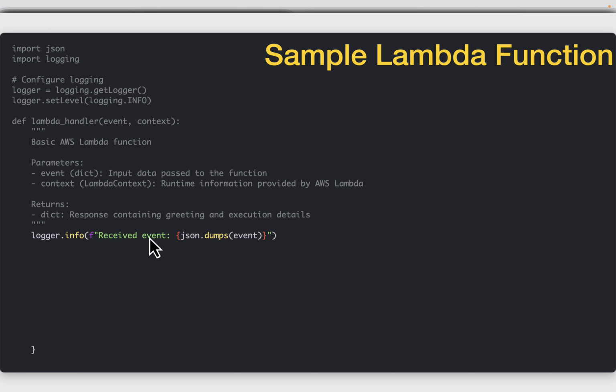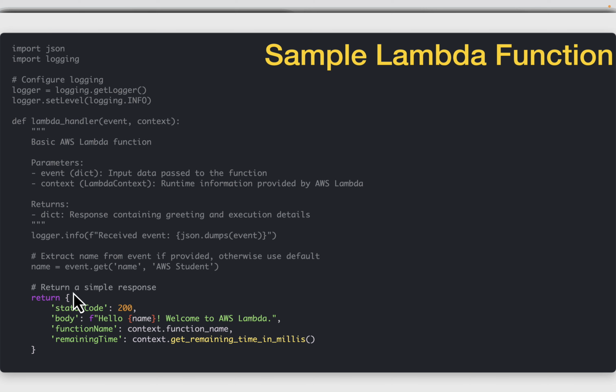So we receive the event and it will just dump the whole event. So this is the input, right? And we are just dumping it onto the console for logging. Next, we extract name from event if provided, otherwise use default. So this is a hello world kind of Lambda function. So in the JSON event, this is an input, right? So we are extracting from the dictionary the name of the student. So default is this, otherwise whatever we have provided in the input will override this value.